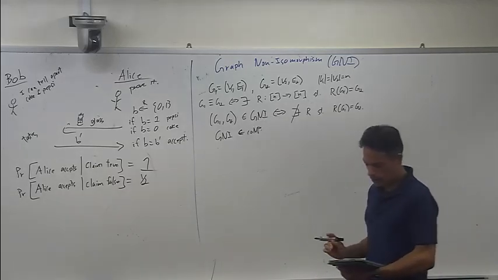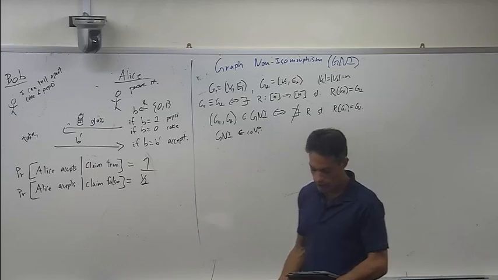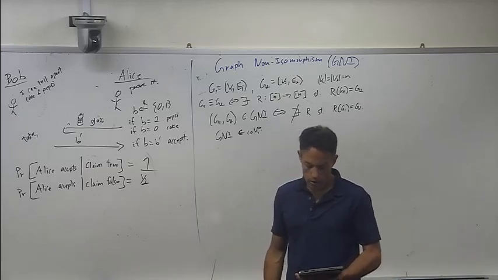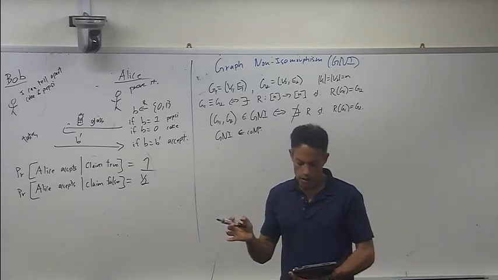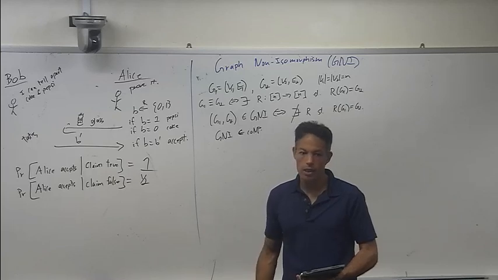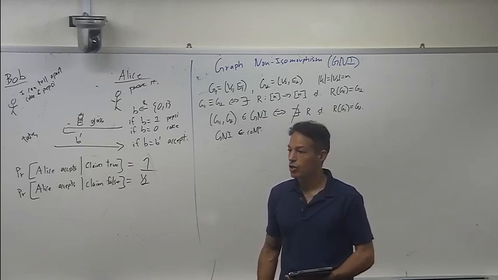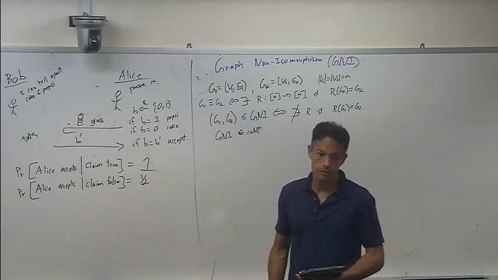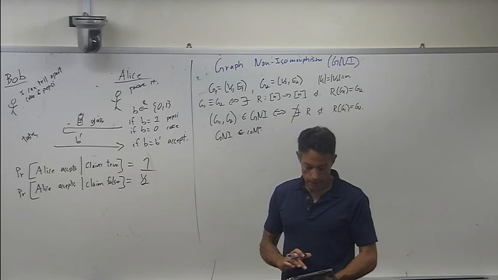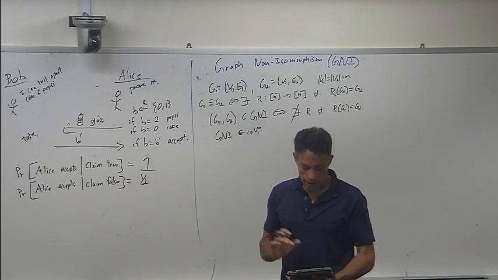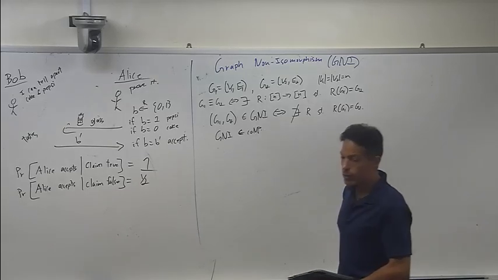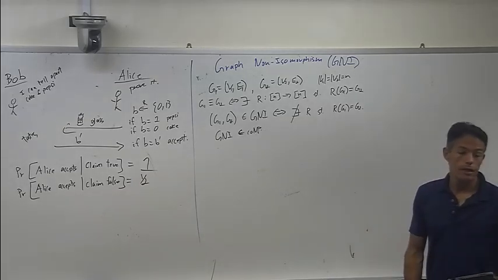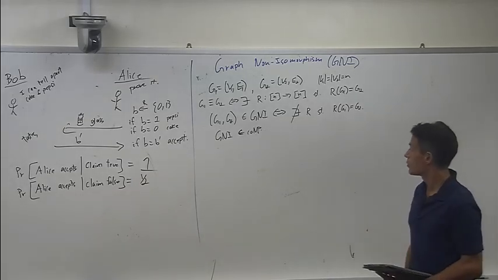And the best known algorithm, I'll just say this, is from Babai in 2016, 2 to the log n to the O(1). So basically 2 to the polylog n is the best known algorithm for this. Okay. Well, can we build an interactive protocol for this?